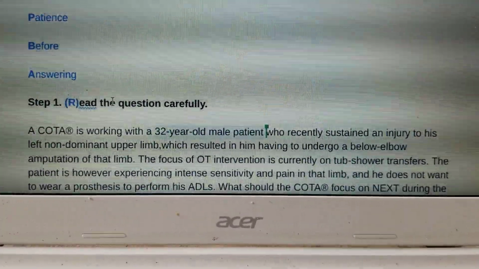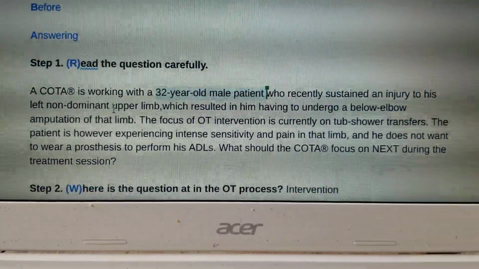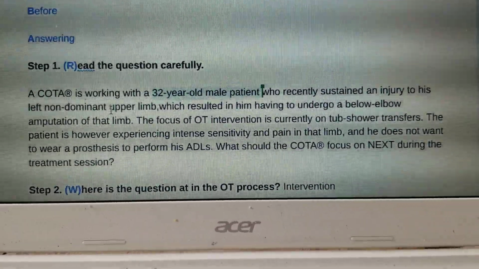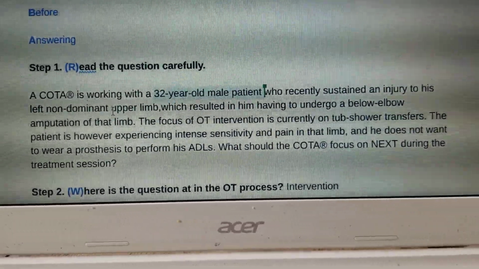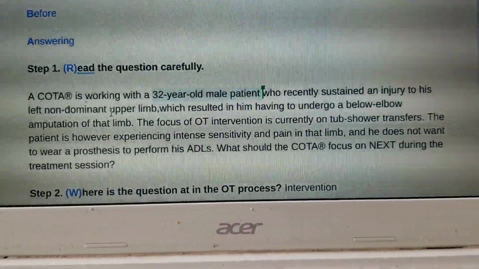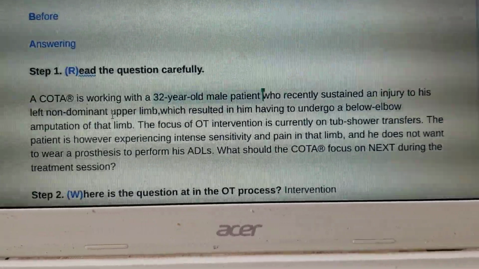So in step 1, we want to make sure we are reading the question carefully. We're not putting things into the question, and we really understand what the question's asking. So you can go slow and carefully at this time.